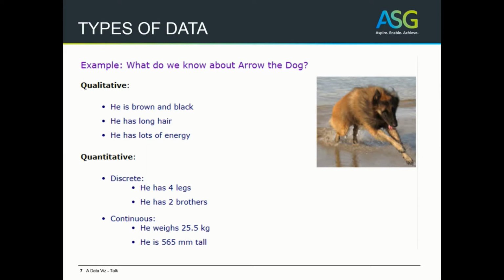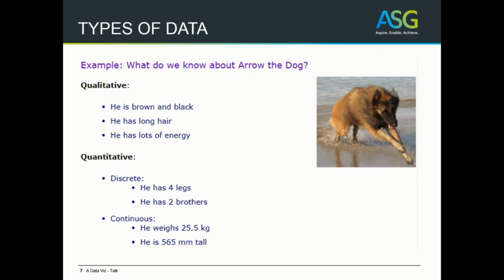So let's come back to the business. Quantitative is discrete or continuous. What is discrete? Discrete cannot have a range. Can I say Arrow, the dog, has just 4.5 legs? No, it can be either 4 legs or 2 legs. So it cannot have a range. It is always a single whole number, and it is an integer.